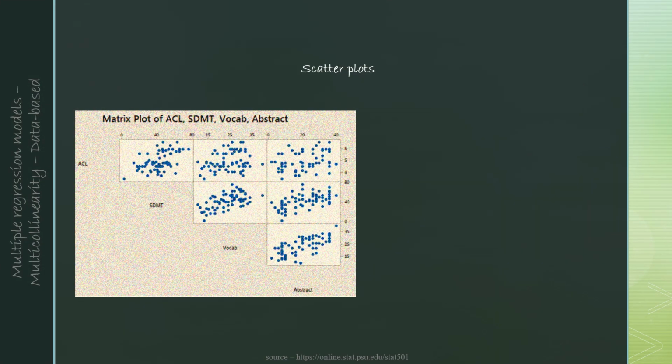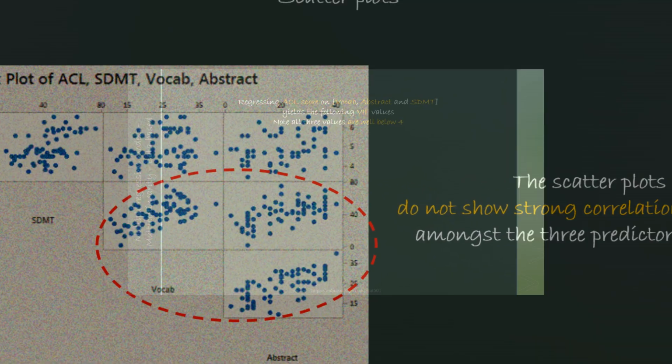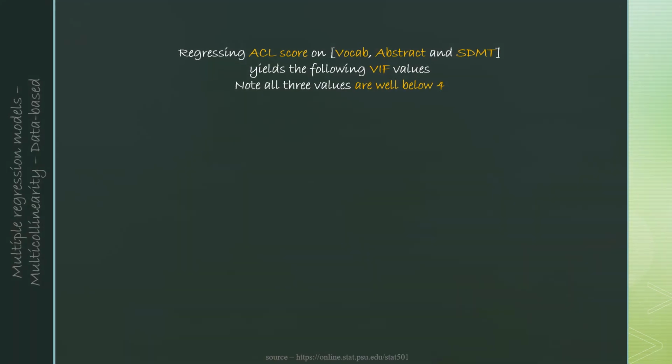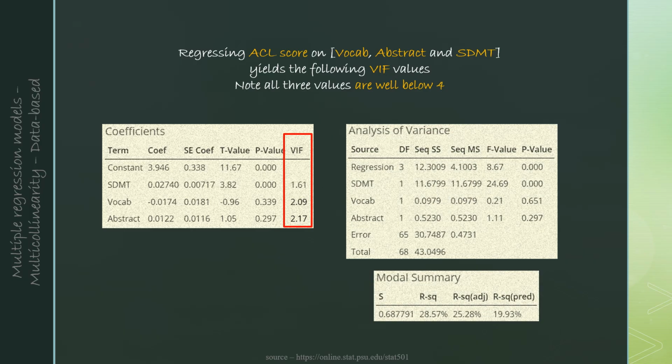Let's first take a look at the scatter plots between the response and the predictor variables before looking at the regression outputs. The scatter plots do not show strong correlation anywhere amongst the 3 predictor variables. Regressing ACL score on vocab, abstract and SDMT yields the following VIF values. Note all the 3 values are well below 4. The rest of the outputs are not of interest for the current discussion. Let's treat this as scenario 1.